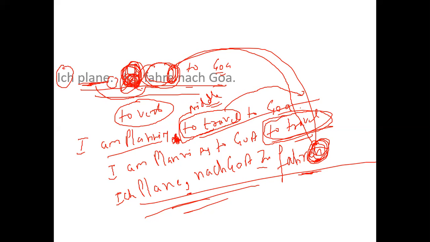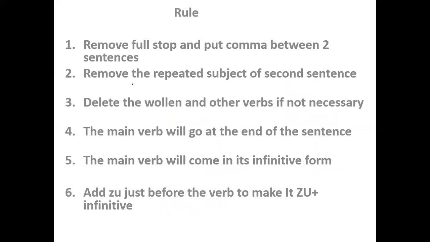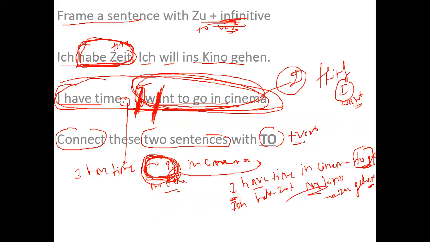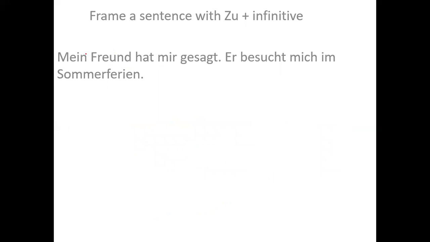So now let's look at the rules. Rule number one says remove full stop and put a comma between two sentences, right? Let's discuss the example. It says, mein Freund hat mir gesagt, my friend has told me. Gesagt is told. Mir is me. So my friend has told me, er is he, besucht is visit. He will visit mich. He will visit me in Sommerferien, summer vacations.